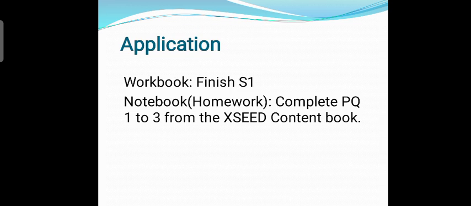So students, you have to finish your S1 of volume book and you have to complete your practice questions from the content book.